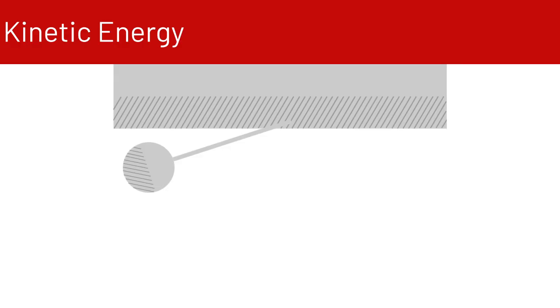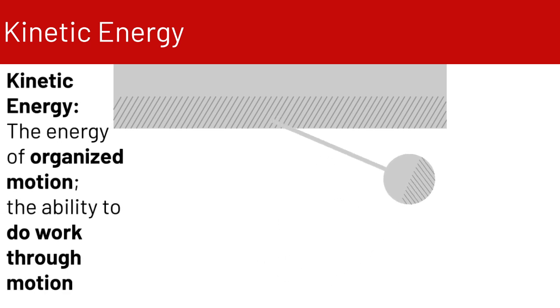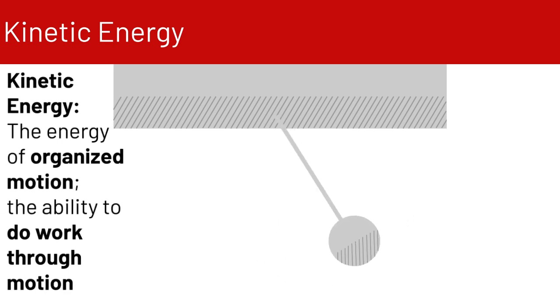So just as a review, let's look at kinetic energy. Kinetic energy is the energy of organized motion, the ability to do work through motion. We can see the pendulum swinging back and forth here. As it moves, it gains and loses kinetic energy. As it swings through the swing, it has kinetic energy, and its greatest point of kinetic energy is at the bottom of the swing. As it reaches the top of the swing, it's losing kinetic energy.